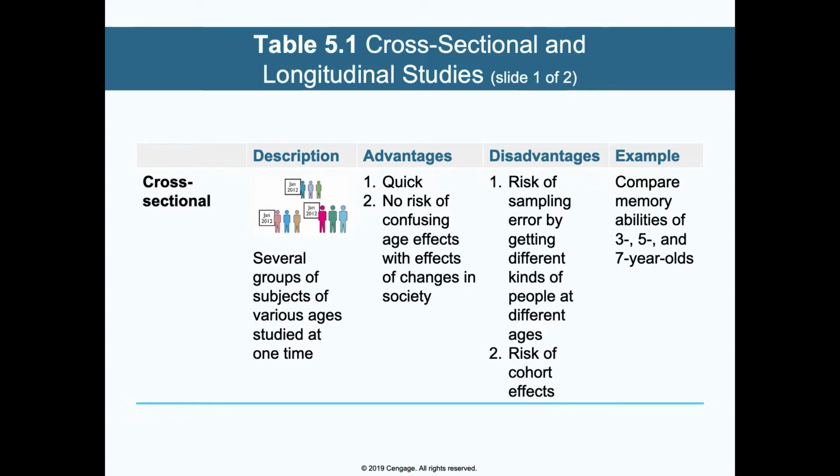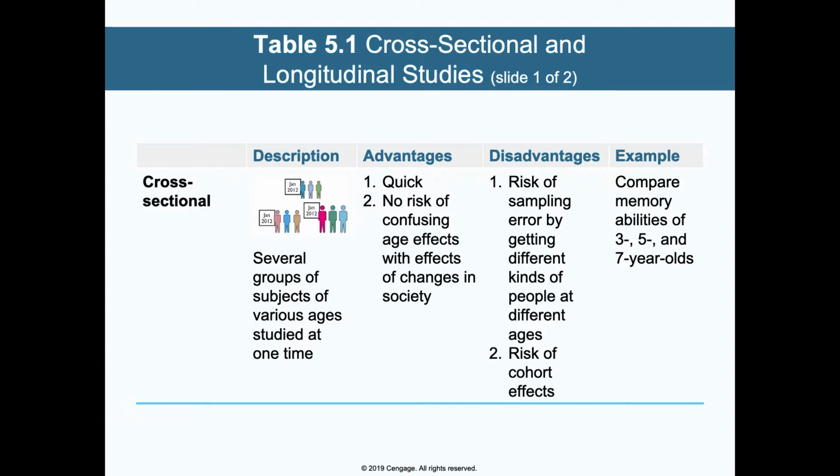The advantage is that this can be done quite quickly. We also don't run the risk of confusing the effects we see in individuals as they age with the effects of society and changes that have happened in society that could be causing some of the differences. Because we're doing it as a snapshot at one period of time, like January 2012, we can't say that over time in society something could have changed and affected the results. So that's what makes it an advantage.